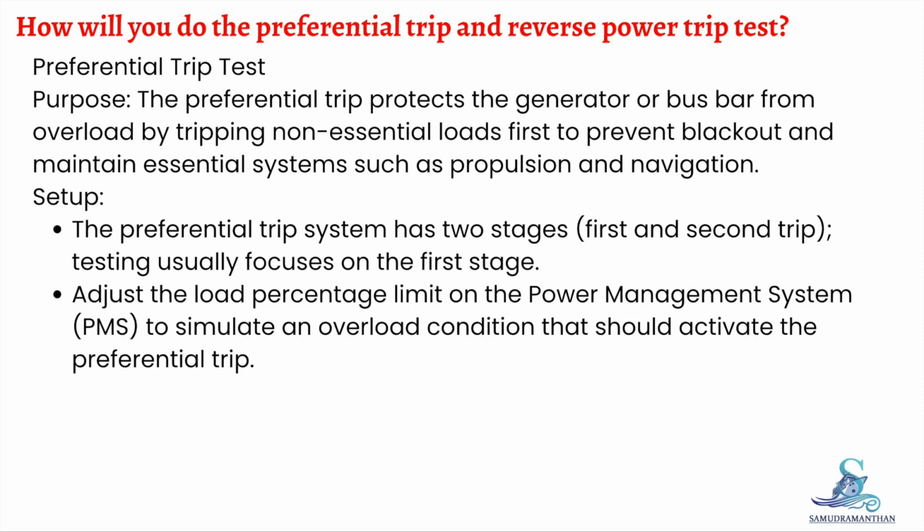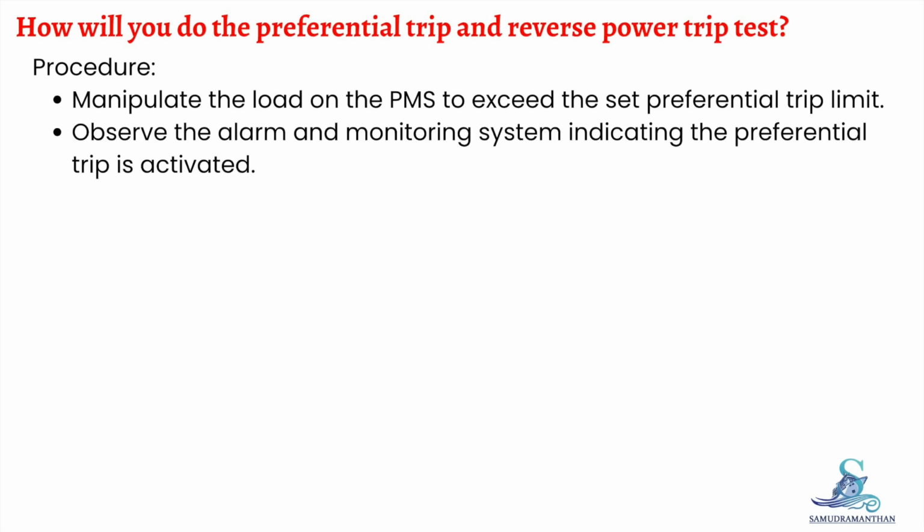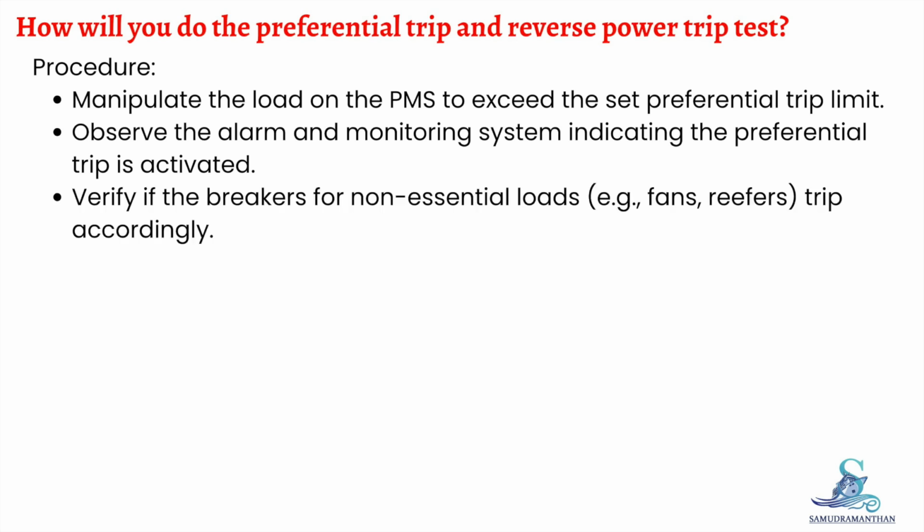Adjust the load percentage limit on the power management system to simulate an overload condition that should activate the preferential trip. Procedure: manipulate the load on the PMS to exceed the set preferential trip limit. Observe the alarm and monitoring system indicating the preferential trip is activated. Verify if the breakers for non-essential loads, example fans, reefers, trip accordingly.